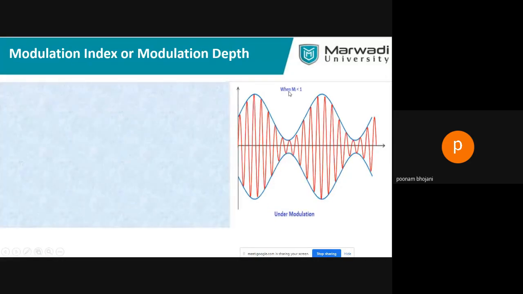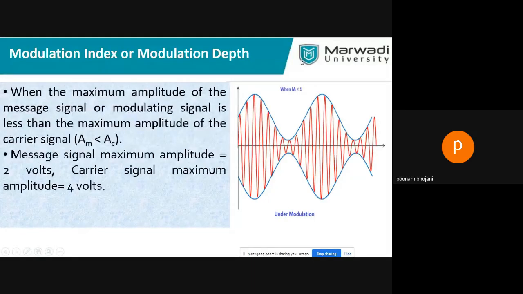Second, under modulation. When M is less than 1, what will happen? AC will be greater than AM, so AC minus AM will be greater than 0. So you will get some amplitude over here. This is known as under modulation.